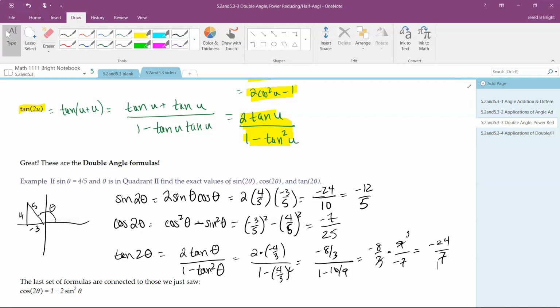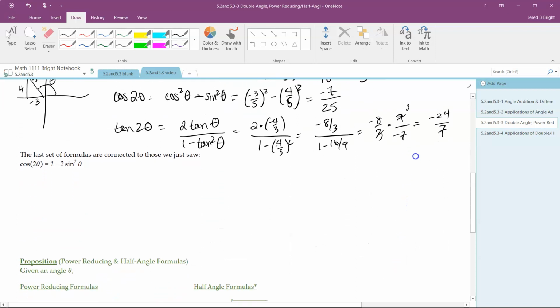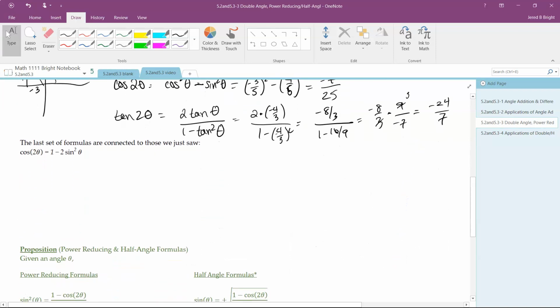Now that's just a nice little example of double angle formulas. There are some other formulas that are connected to all these. If we look at this cosine identity, we saw this one pop up, and we want to look at it in a little bit more depth. What I want to do is rearrange this just a little bit. And instead of solving for cosine as it is currently, I want to solve for just sine squared.